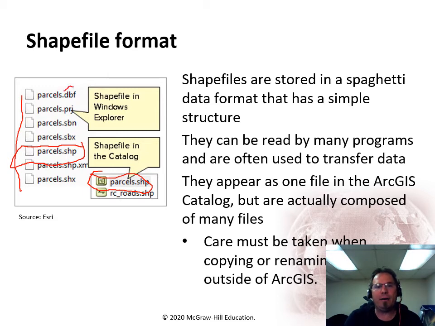The DBF file here, that is the attribute table. The PRJ file is the projection information. I always forget what SBN and SBX is. I honestly don't ever remember that. You have the XML file, which is the metadata, and the SHX. Again, I always forget what those are, but they're all required. I think it has to do with the actual table that places it on the screen, so to speak. If you delete any one of these by accident, you just corrupted your data.